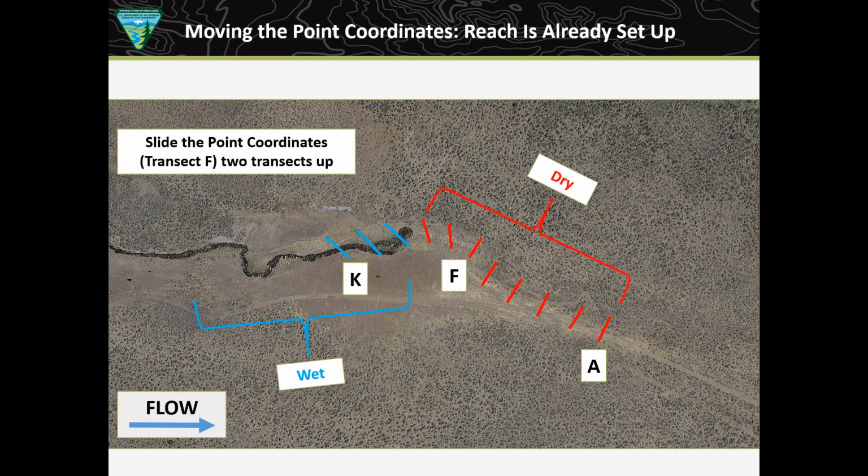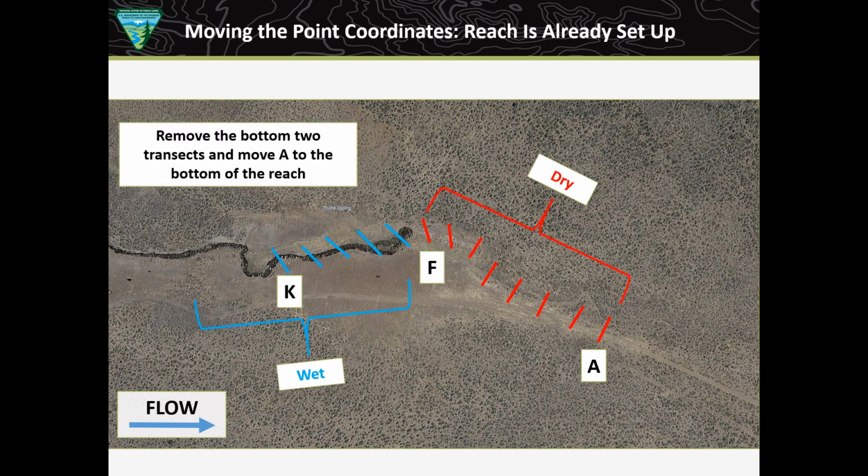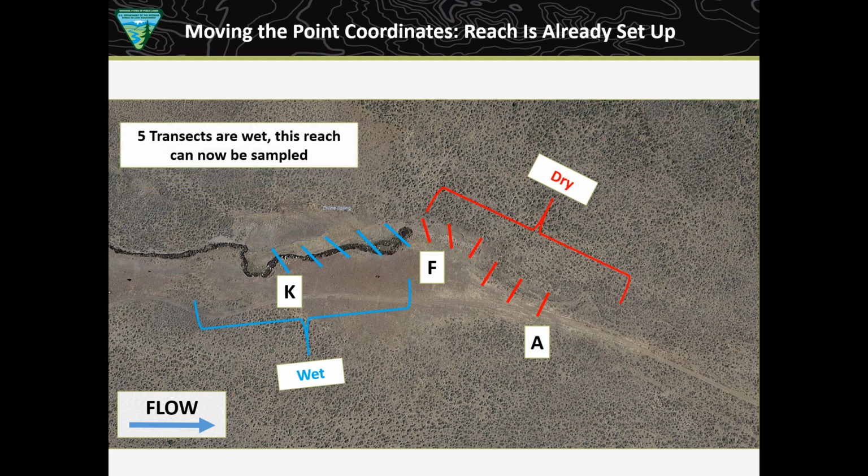First, the point coordinates should be moved up 2 transects, because 2 transects will be added onto the top of the reach to get 5 sampleable transects. Measure out 2 more transects above K and move the K transect. Then, remove the bottom 2 transects and move A to the bottom of the reach. Now there are 5 wet transects and the reach can be sampled.